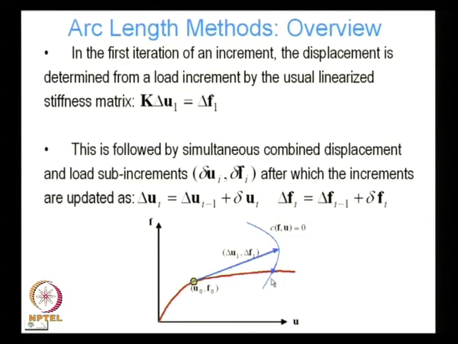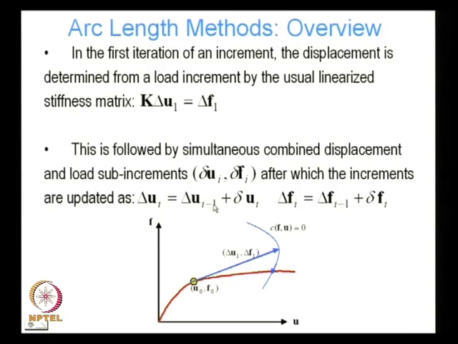So, I have to change both my load and displacement in order to reach this intersection point. This is followed by simultaneous combined displacement and load sub-increments delta u_i, delta f_i, where the i refers to the iteration counter. I keep on iterating, and after each iteration I update my incremental displacement and my incremental loads until I finally reach my converged state.